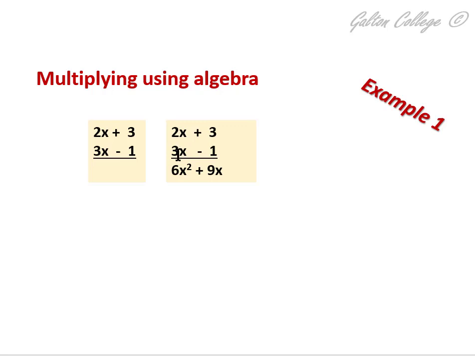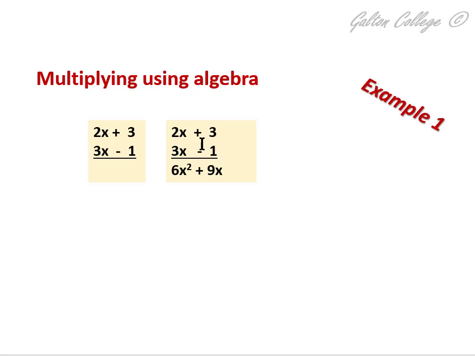Concentrate on the 3x. Now 3x times 2x, well 3 times 2 is 6. X times x is x squared. So it's 6x squared plus, there's the plus sign. 3x times 3, well 3 3s are 9. That'd be 9x. So we've done the first term here, 3x.